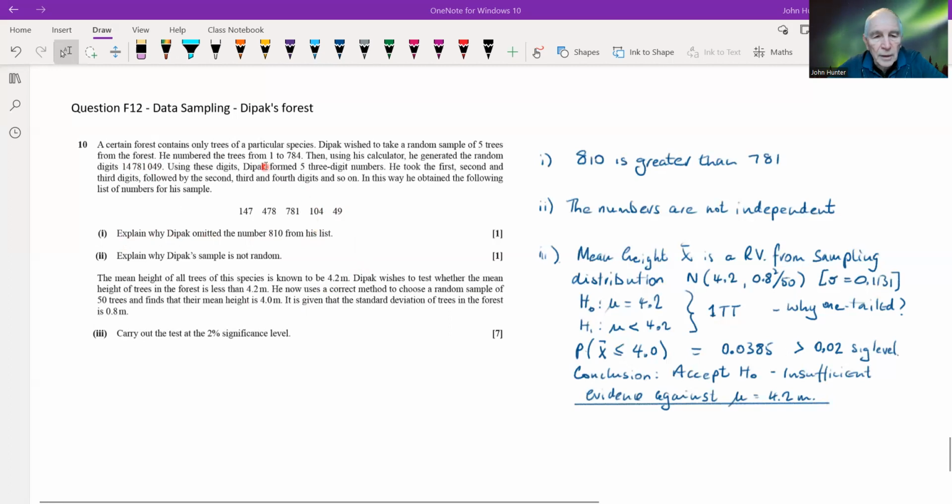The first question is, explain why Dipak omitted the number 810 from his list. Well, of course, the trees are numbered up to 784, so a number of 810 is not of any use. And explain why Dipak's sample is not random. Well, this is quite a good question, actually. Because you might say, well, any number is as likely to come up as any other number. But these numbers, in fact, are not independent, are they? The second one is constrained by the first one, and the third by the second, and so on. So therefore, they're not actually random numbers.